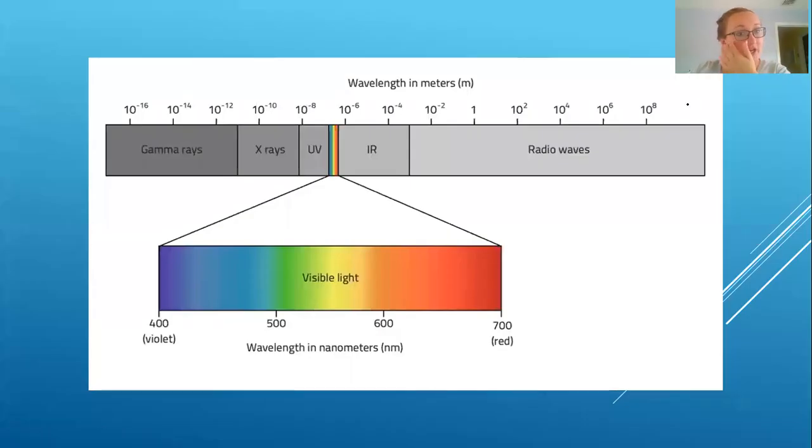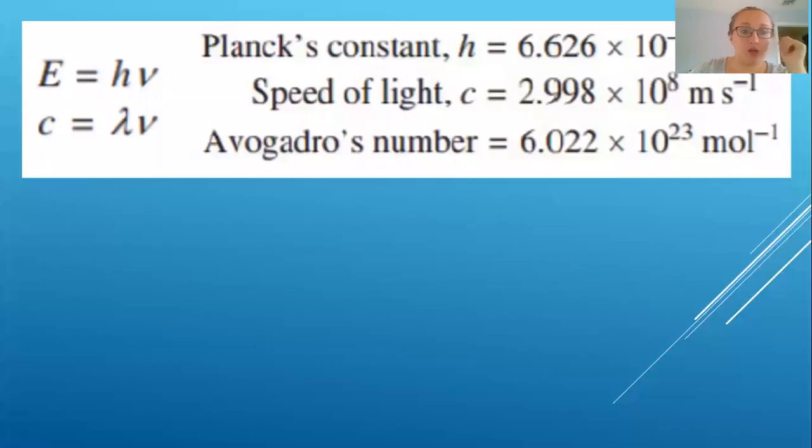Here we see a depiction of the electromagnetic spectrum, which really highlights how small the visible light spectrum is. The range on the visible light spectrum is from 400 to 700 nanometers. And that is a range that you should be familiar with. Now, we've already seen that wavelength and frequency are inversely proportional.